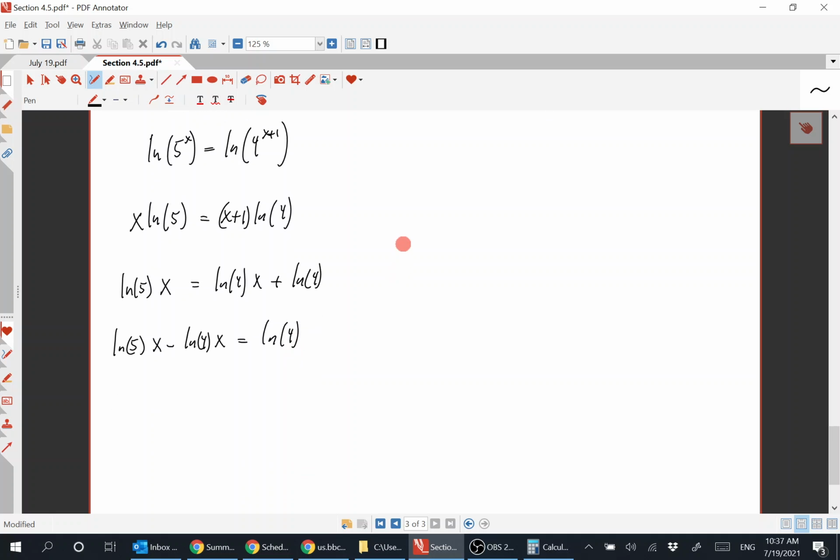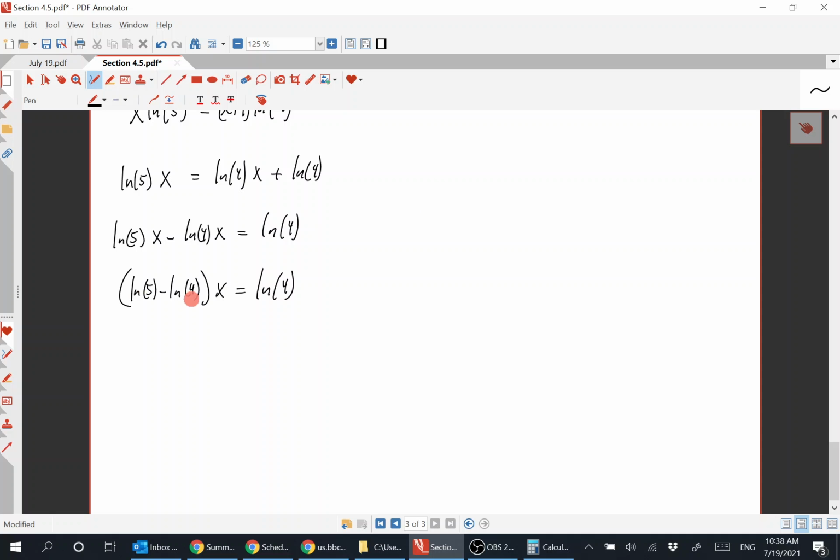Okay, natural log of 4 and natural log of 5 are constants, so we're just treating them as such. I know it's not just a number like 3 or 4 by itself, but it is just a number. So we're just treating it as a coefficient for x. Now I can factor out x from each side. ln 5 minus ln 4 times x is equal to ln 4. And now I divide both sides by this expression here.